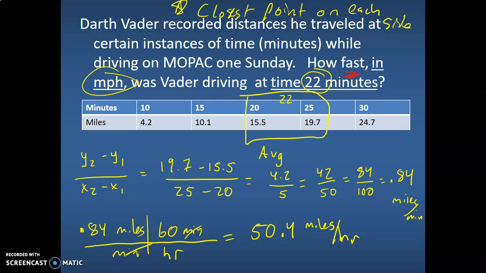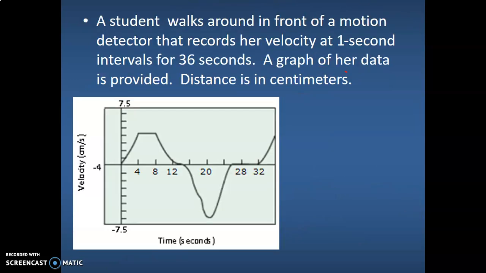All right, the other thing I want to cover in this video is looking at a velocity graph and thinking about the motion. What does that mean for a student? So a student recorded her motion. It tracks her velocity as she walked around for a total of 36 seconds. A graph is provided below. So this tells me the velocity of the student. Positive velocity means we're moving forward. Negative velocity means we're moving backwards.